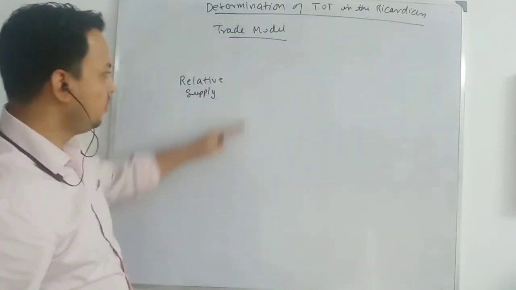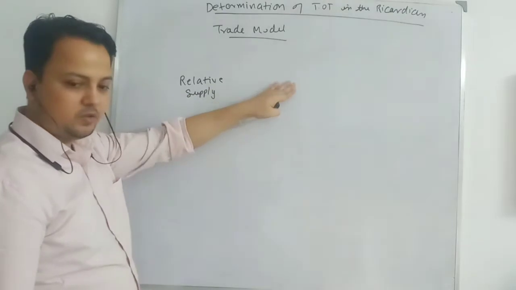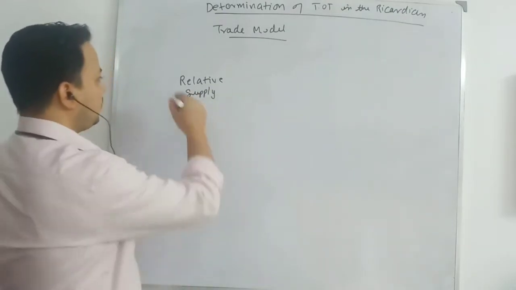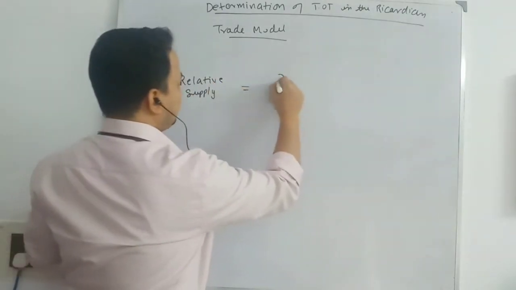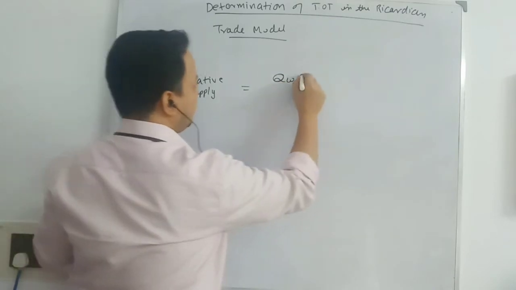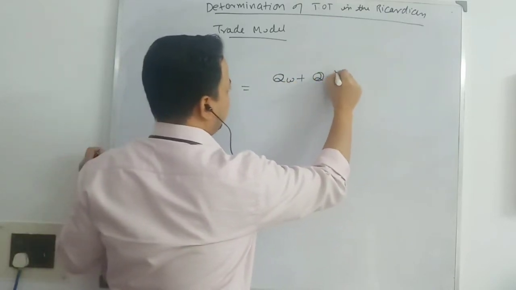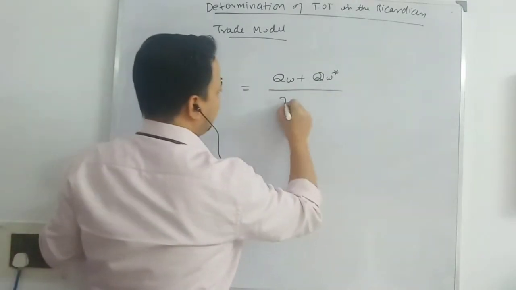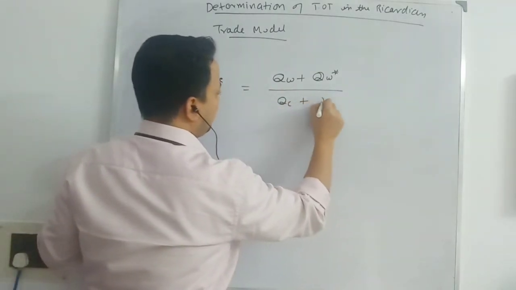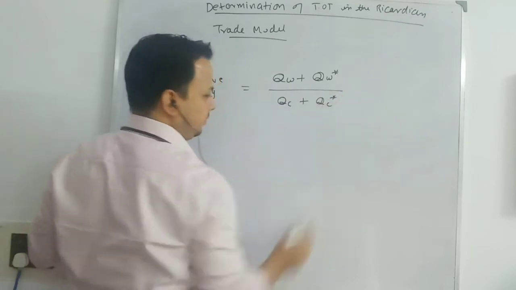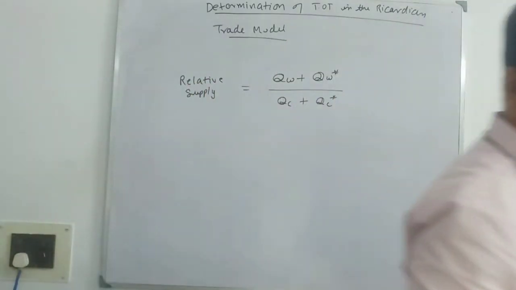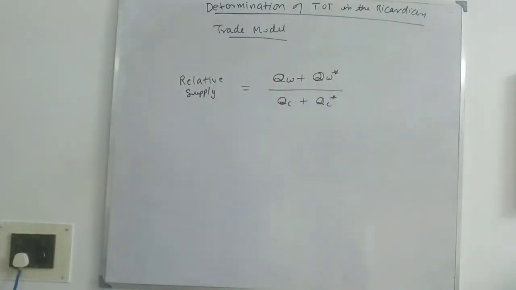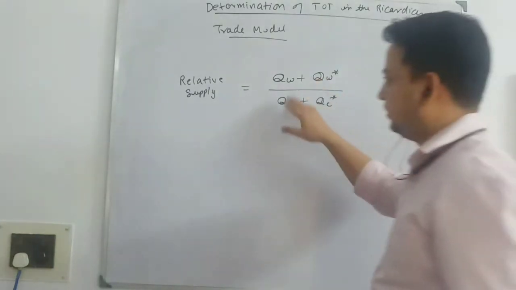So relative supply, you will be knowing, this will be quantity of wine over quantity of cheese. So total relative supply will be quantity of wine in the home country plus quantity of wine in the foreign country, I put a star for foreign country, over quantity of cheese in the home country plus quantity of cheese in the foreign country. Okay.